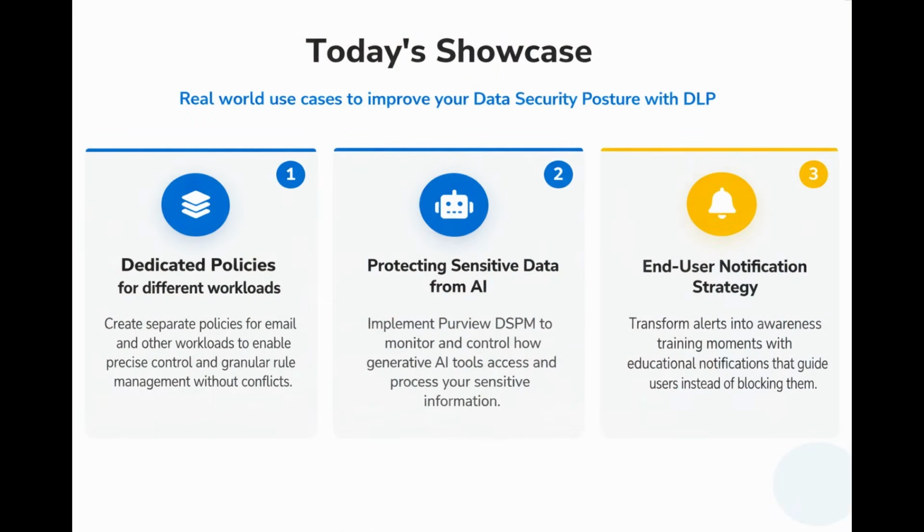These are the three areas that are quick and easy improvements from my real world deployments that have helped organizations improve their data security posture by using proper DLP. The first is creating a dedicated policy for different workloads. The next thing that we're going to look at is how you can protect your sensitive data from AI using DLP. Then we will look at how you can use end user notification to educate and inform your end users to take the right actions.